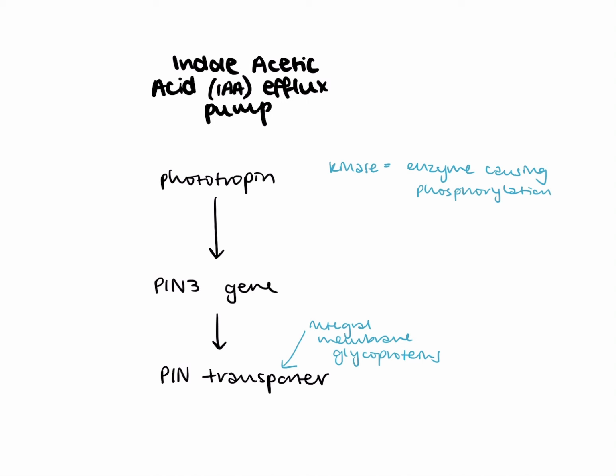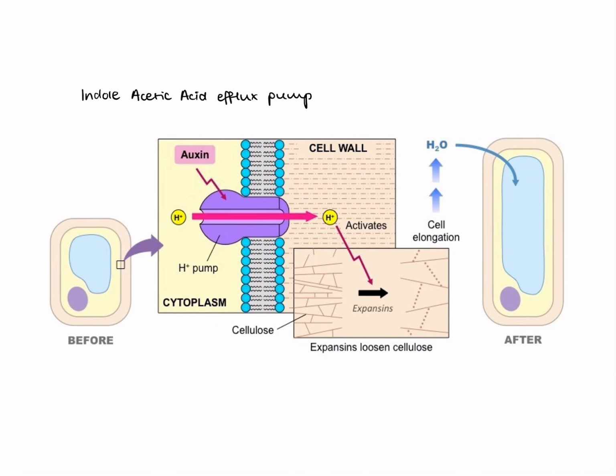These PIN transporters travel from the cell nucleus to the cell membrane, forming pumps. So they migrate to the side of the cell furthest away from the light source, so the shaded side of the cells, and PIN transporters are efflux pumps moving auxin out of cells, and this sets up a concentration gradient of auxin. As auxin is now outside of the cell, auxin influx will happen into adjacent cells due to the concentration gradient that had been established by the PIN transporters efflux pumps.